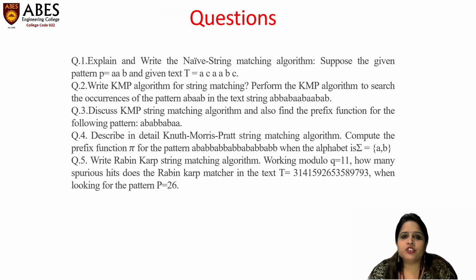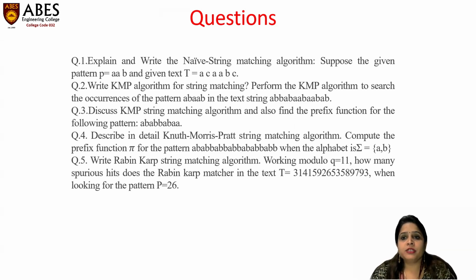Our next questions, number 2, 3 and 4, are based on the next algorithm, that is the KMP, Knuth-Morris-Pratt string matching algorithm. So these are variations of Knuth-Morris-Pratt questions. According to question number 2, write the KMP algorithm for string matching. Here first you write the KMP string matching algorithm step by step, and after that perform the KMP algorithm to search for the occurrence of the pattern ABAAB in the text string ABBABAABAB.